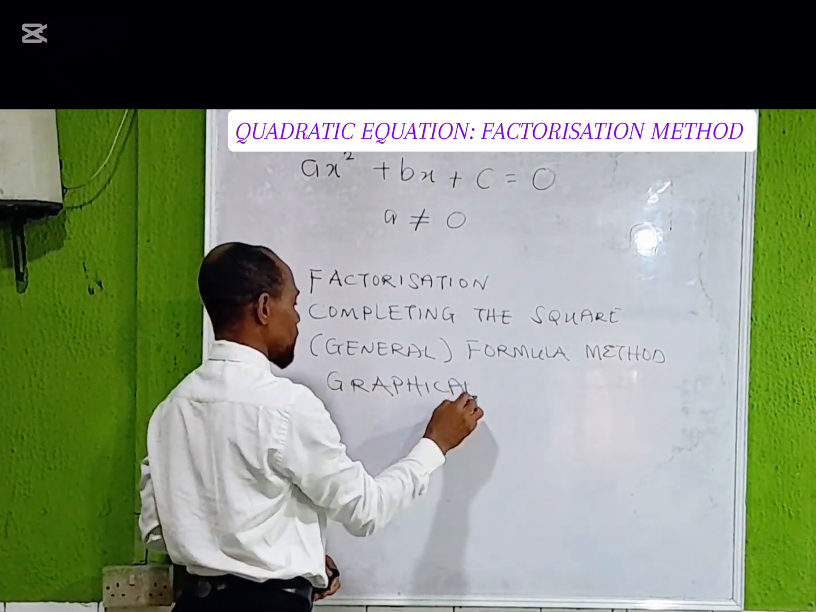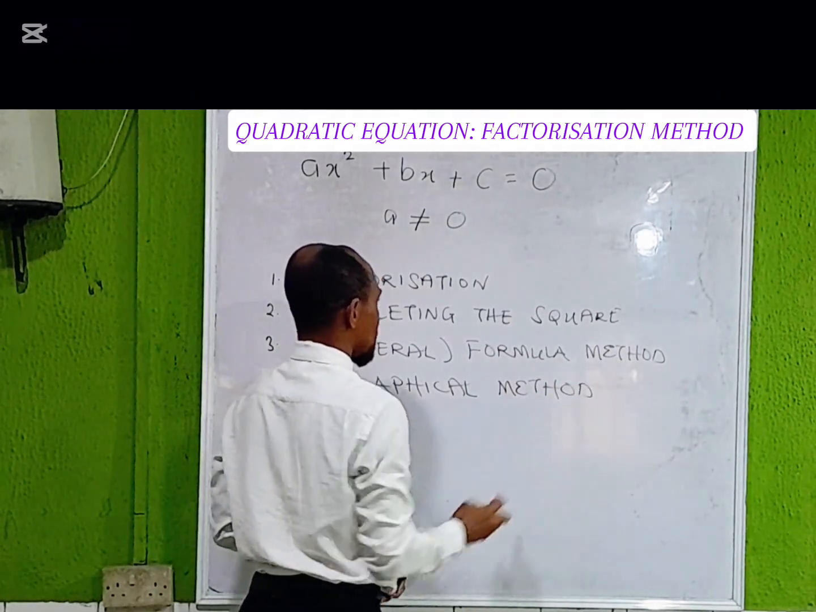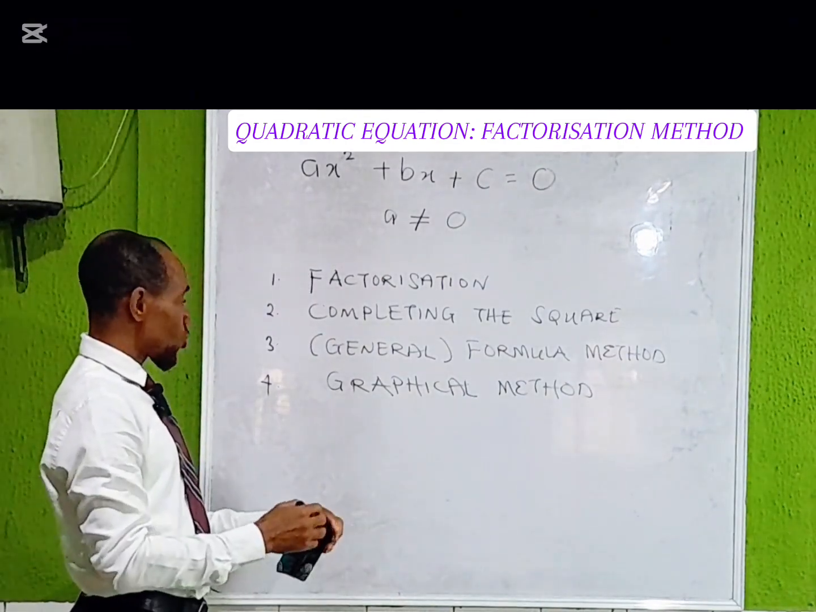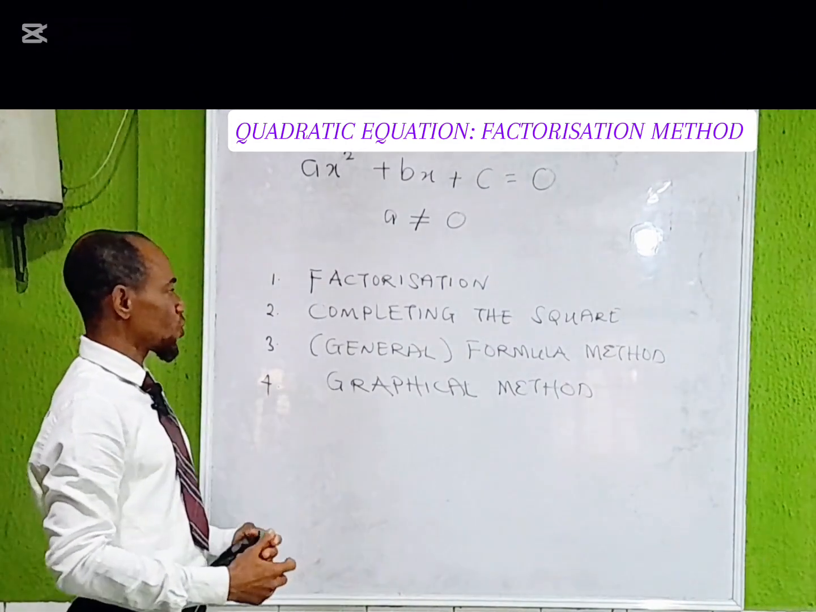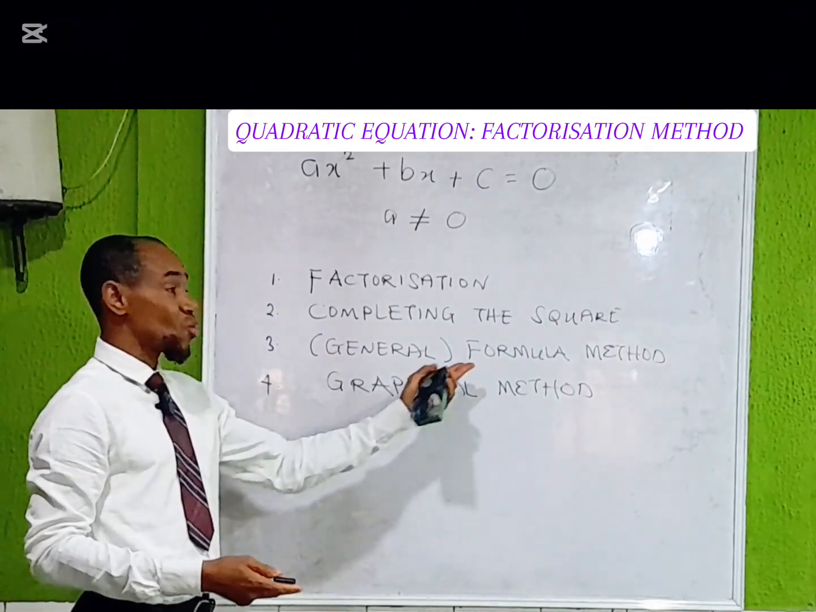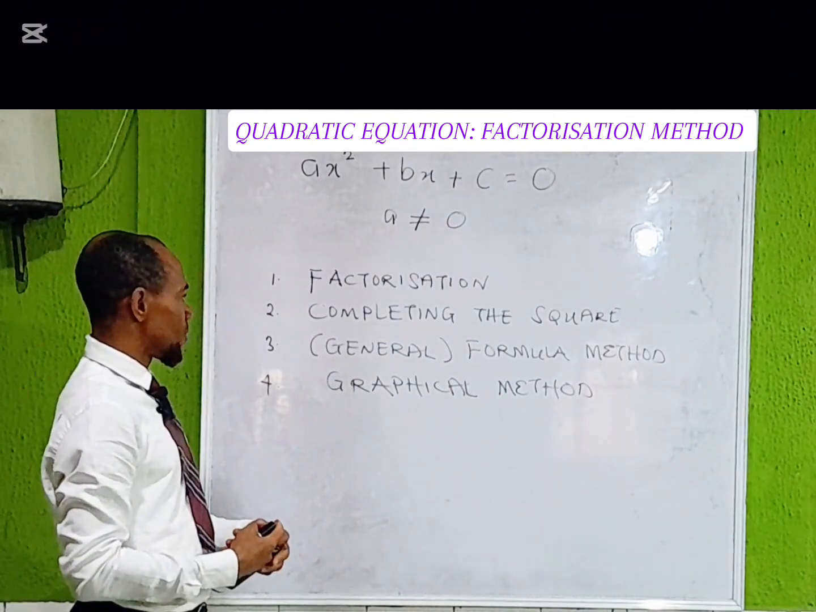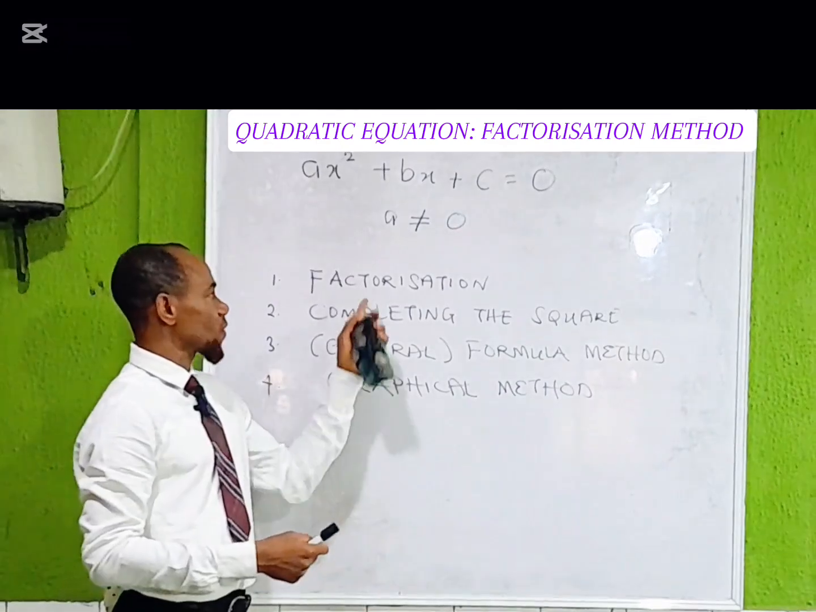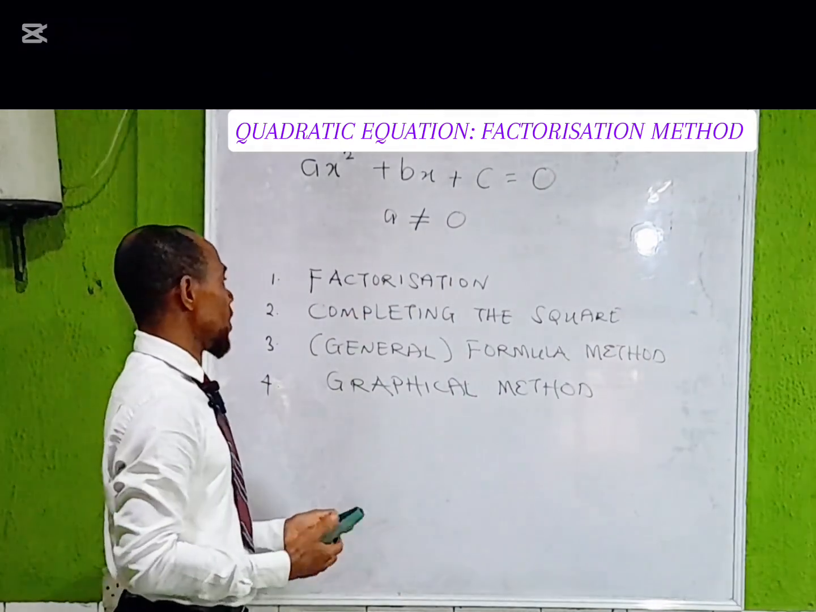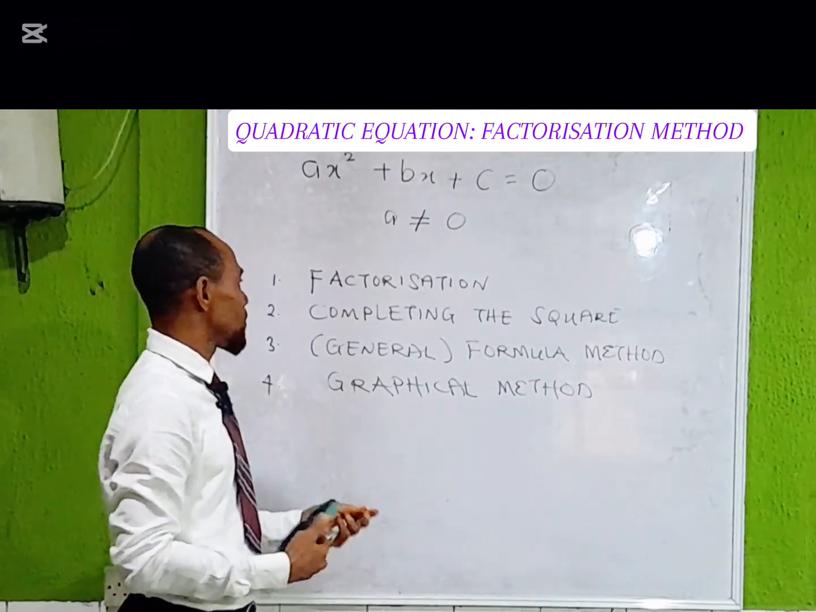These are all methods for solving a standard quadratic equation. Again, the factorization method, the completing the square method, the general formula or just formula method, or at times it's called the quadratic formula method. And lastly, you have the graphical method. So today, we are going to be focusing on the factorization method and how it operates. Interestingly, all these methods, when we use them, we are necessarily going to get the same answer.